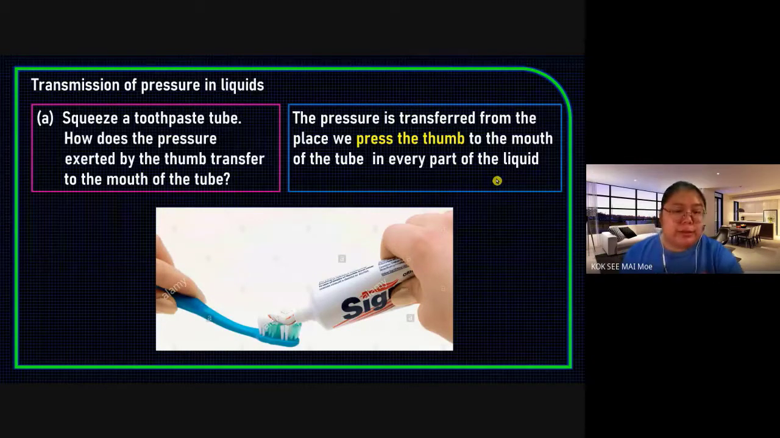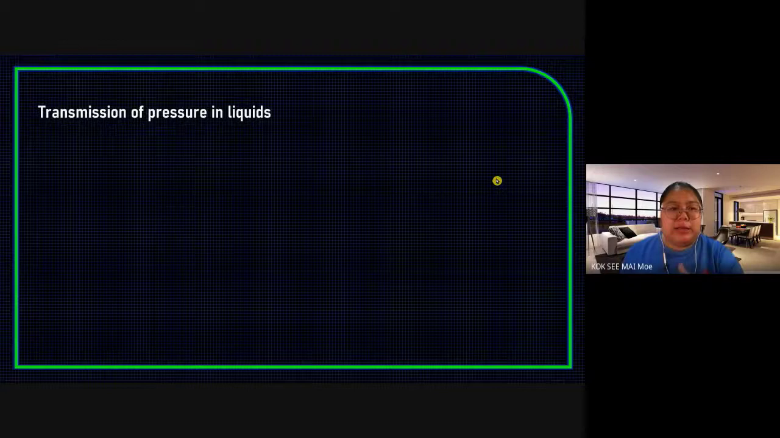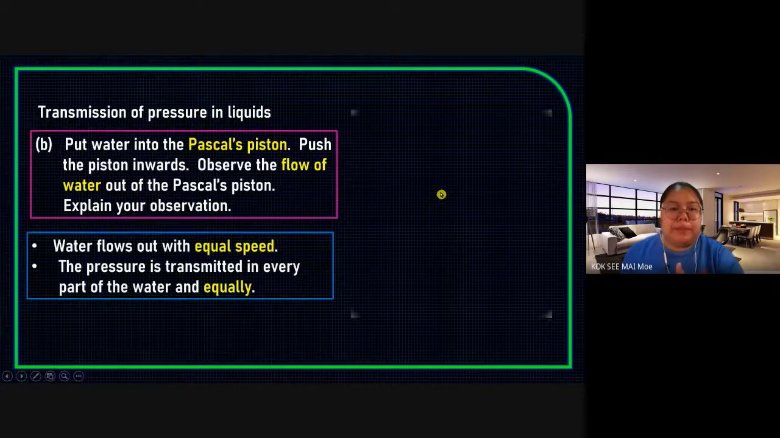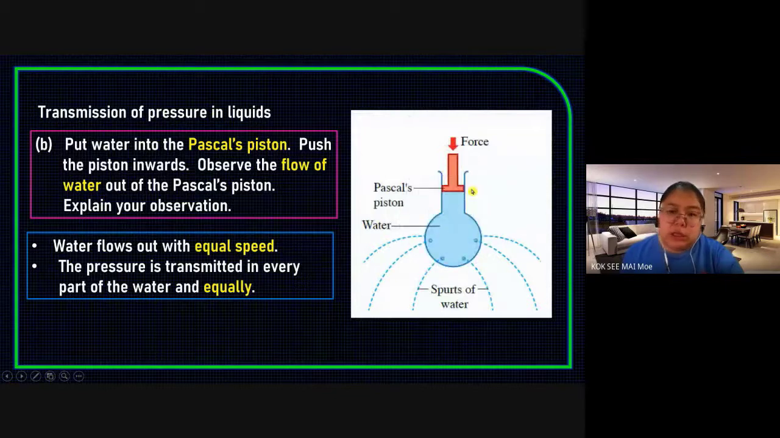Okay, go to another side. Another example like this: I push the water into the piston. This one is a piston. The piston has some holes. I put the water in, then after that I need to push. I'm using force to push the piston. Now you observe: the water surely flows out.